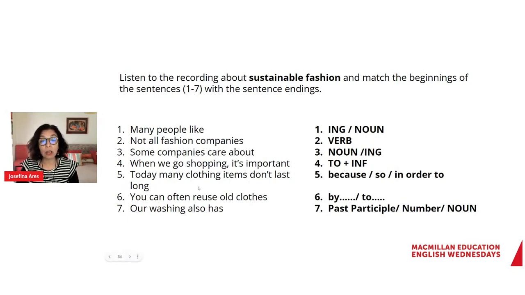Too many clothing items don't last long because, so, in order to, maybe following that, or just ask them what they think is going to follow. Today, many clothing items don't last long because companies make them very badly, something like that. You can often reuse old clothes by exchanging, by decorating, by adjusting, by. Okay, our washing also has an effect, I would say, has an effect on the environment. I can't think of anything else.